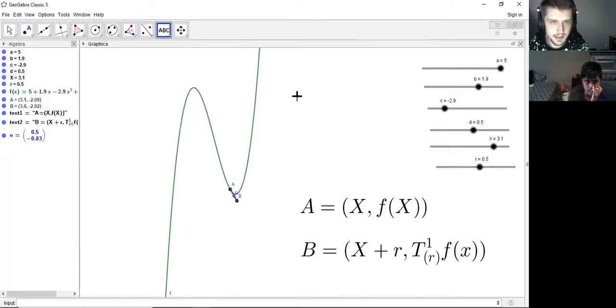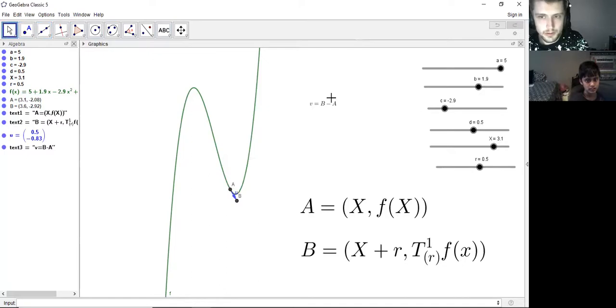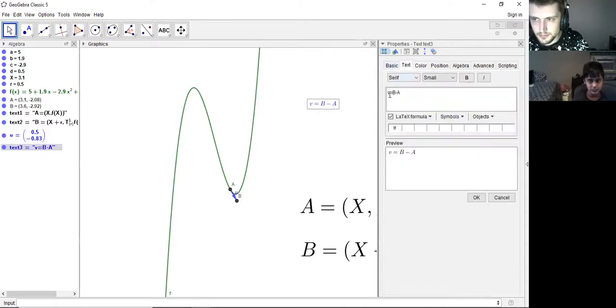So let me write this again. Let's say v is equal to b minus a. I think GeoGebra already gave it a name. Yeah, they called it u, but we're going to think of it as v, okay? I prefer calling it u because it's already called u. All right, fair, you win. Okay.